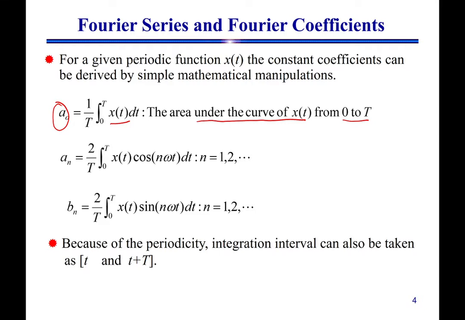And the coefficient An can be obtained by multiplying the function times cosine n omega t and taking the integration for one full period, then multiplying that by 2 over T. And the coefficient Bn can also be obtained by multiplying the function times sine n omega t, taking the integration, and multiplying that by 2 over T.